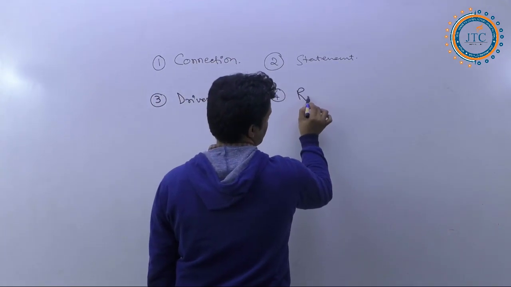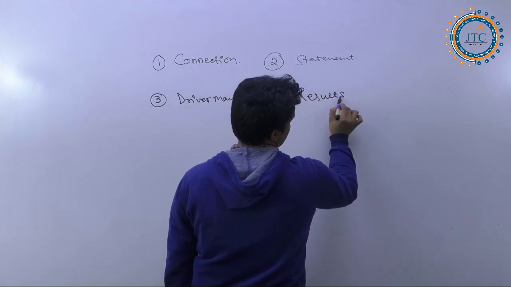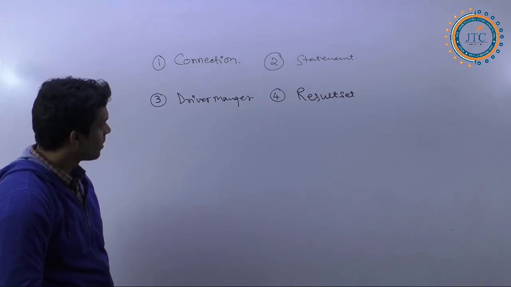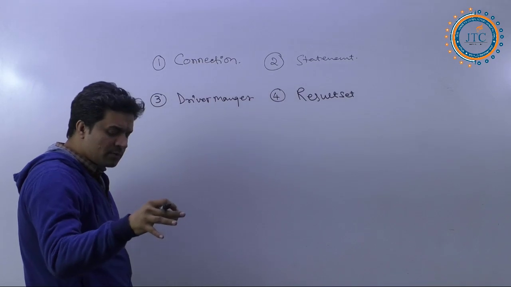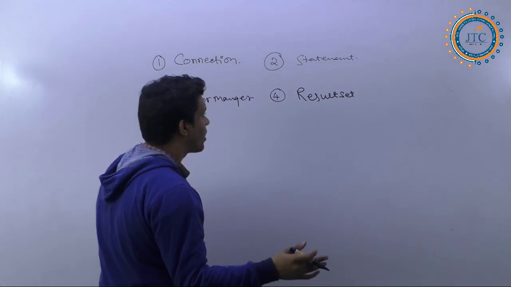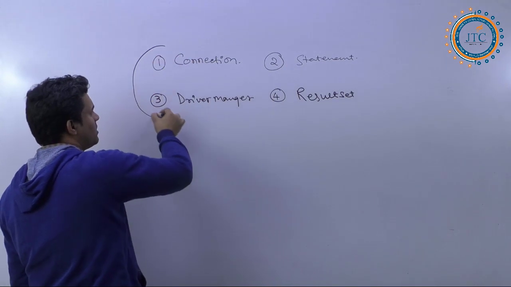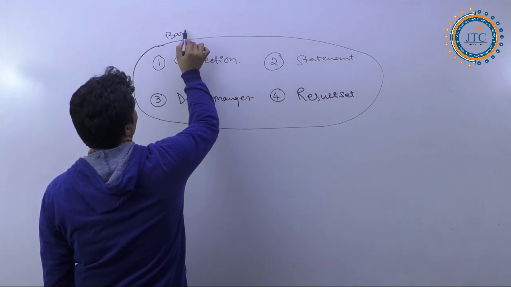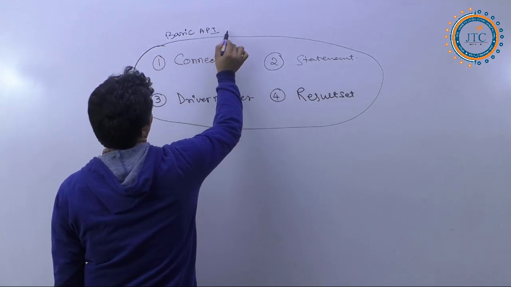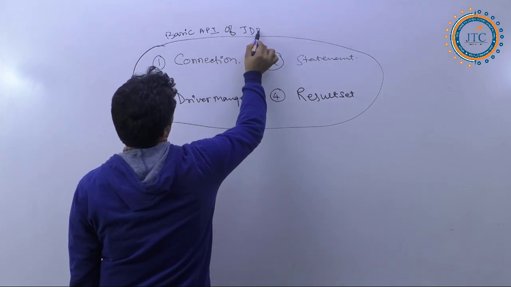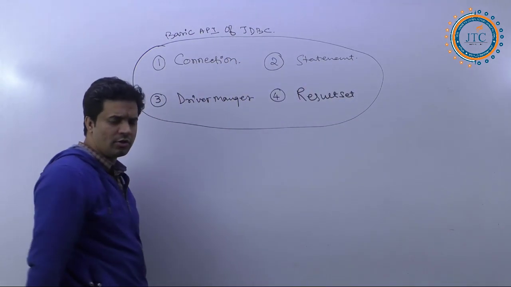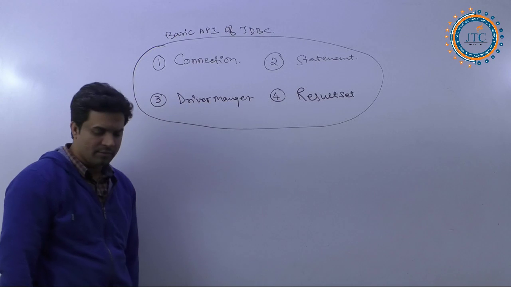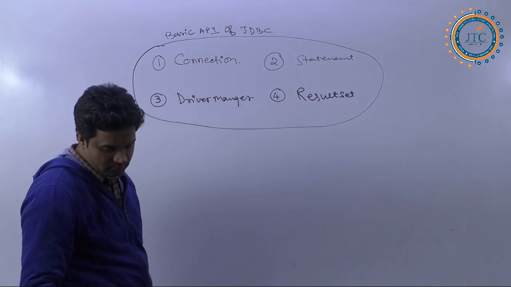Now, result set I am writing. Result set. So, if you observe in your program just now, whatever we have written, are we using these basic common API? Basic API of JDBC. Are we not using the same thing? The basic API of JDBC. Is it the same thing?